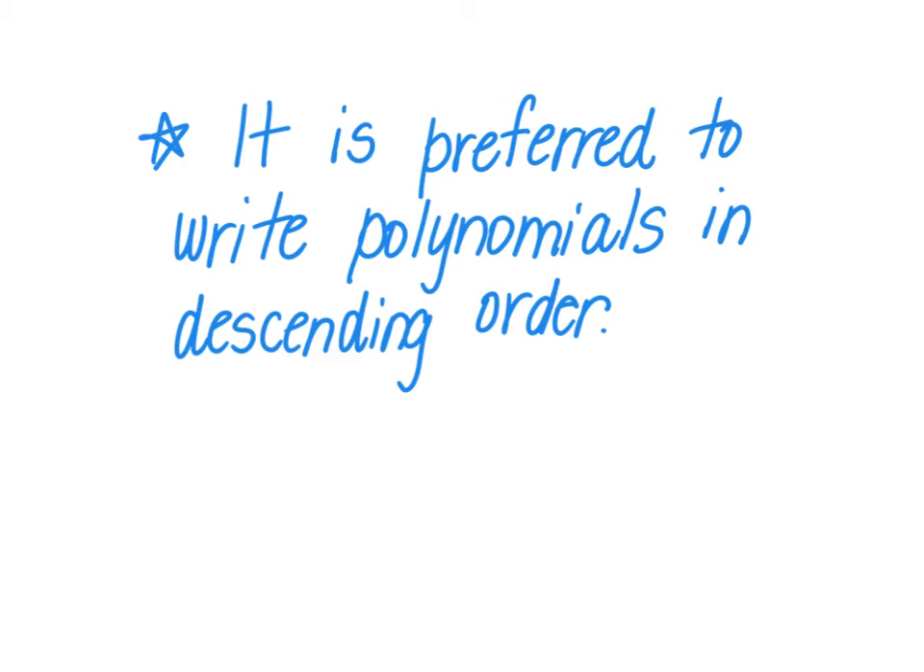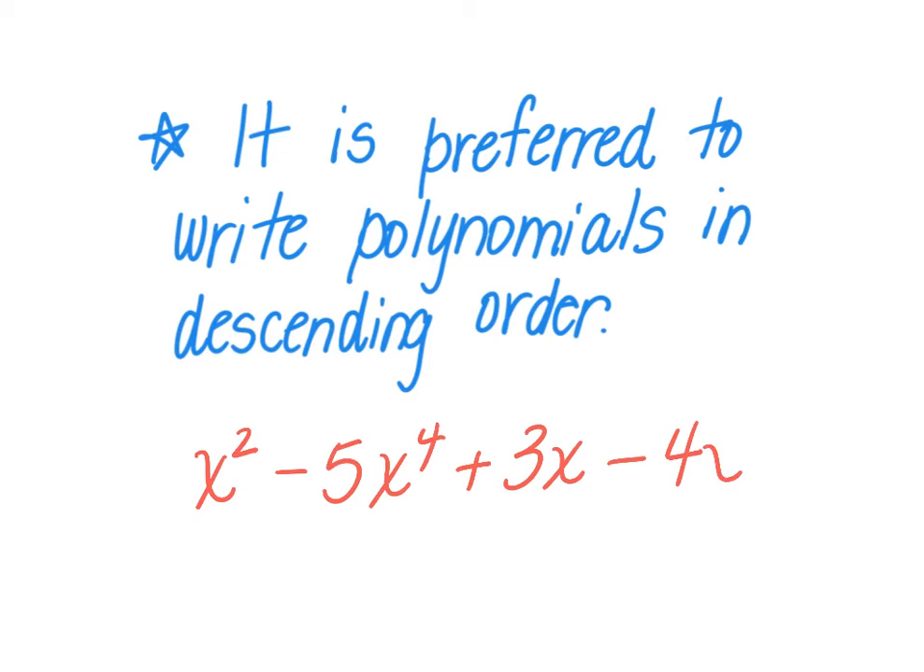It is preferred to write polynomials in descending order. What I mean by that is if you have the polynomial x squared minus 5x to the fourth plus 3x minus 4x cubed, this is not necessarily wrong, it's just not preferred. The best way to write this would be to start with the highest exponent. The highest exponent here is x to the fourth, so we would have this term be our leading term. And so we would write this as negative 5x to the fourth.